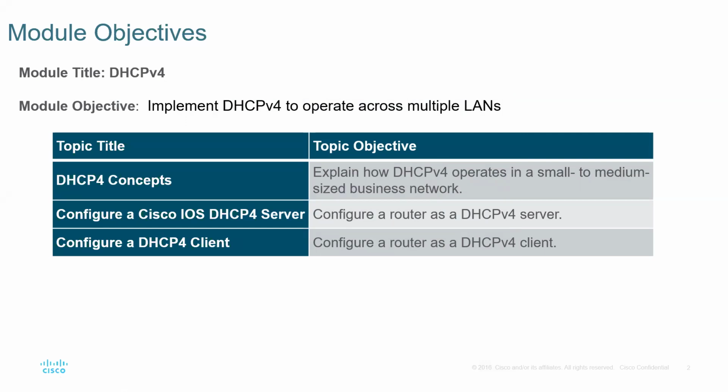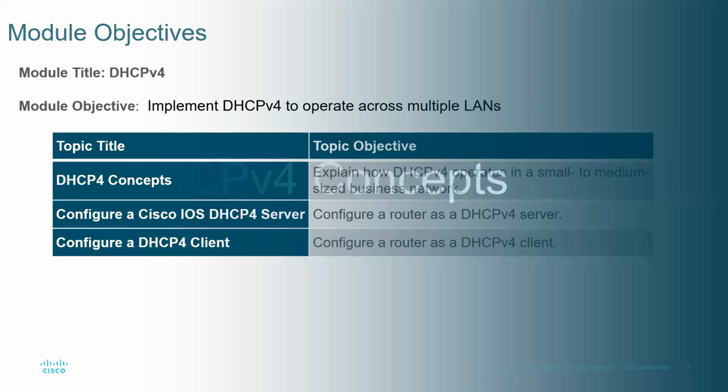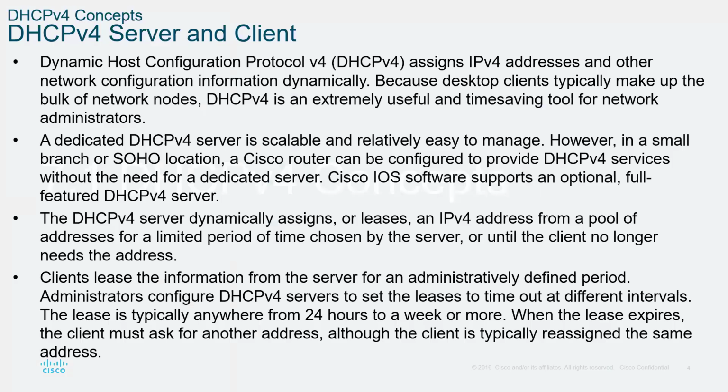Objectives. So we'll explain how DHCP operates in a small to medium-sized business network, configure a router as a server, then configure a router as a client. Right. DHCP assigns addresses automatically, dynamically.